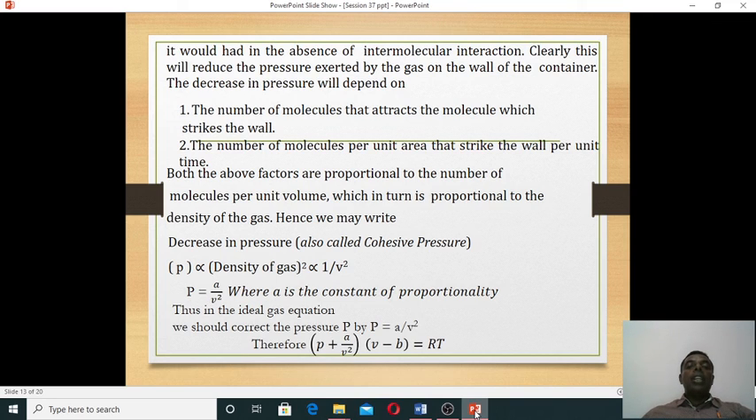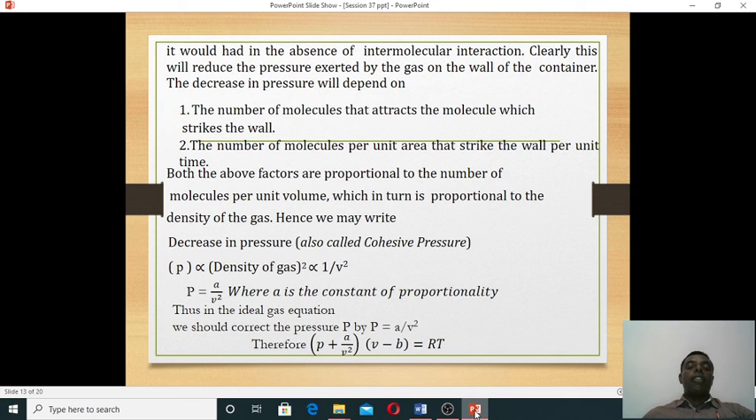in the absence of intermolecular attractions. Clearly, this will reduce the pressure exerted by the gas on the walls of the container. This reduction in pressure will depend on two factors: first, the number of molecules attracting the molecule which strikes the wall; second, the number of molecules per unit area that strike the wall per unit time. Both factors are proportional to the number of molecules per unit volume, which in turn is proportional to the density of the gas. Hence, the decrease in pressure, called the cohesive force, is directly proportional to the square of the density of the gas. We know that the density of a gas is inversely proportional to the volume.